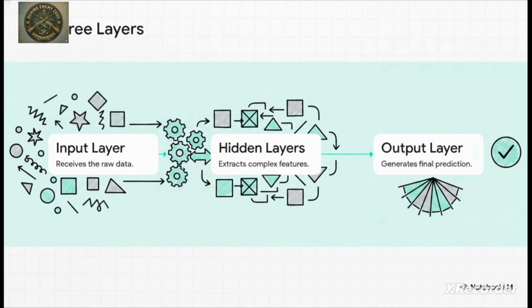Then the data moves into the hidden layers. This is the heavy lifting machinery. Early hidden layers might learn basic edges and shapes, while the deeper layers combine those into really complex abstractions. Finally, the output layer delivers the final classification or continuous value, like maybe using a softmax function to give us a probability distribution across multiple categories.